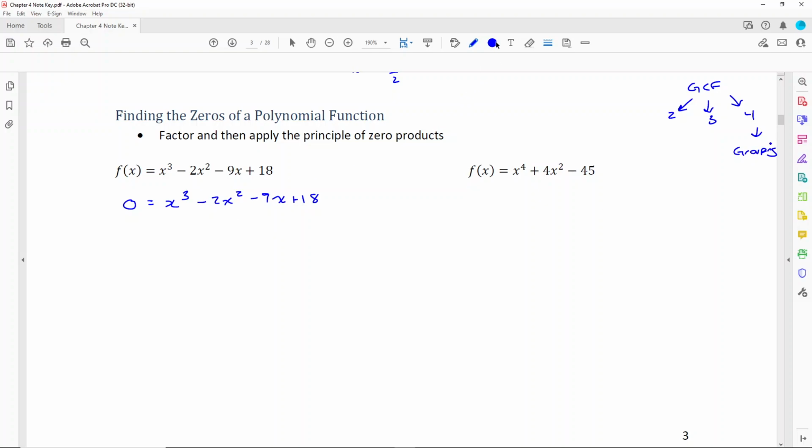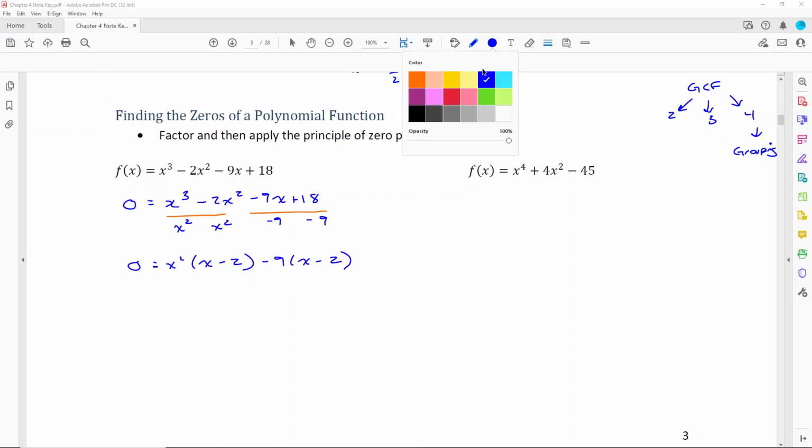Grouping goes that you have to break these 4 terms up into 2 groups of 2, and then greatest common factor them individually. So out of this first group, I'm going to pull out an x squared. If I pull it out, it goes out front. I'm left with x minus 2. Out of this group, I'm going to pull out a 9. Now, because this first term is negative, I'm going to pull out a -9. I'm left with x minus 2.